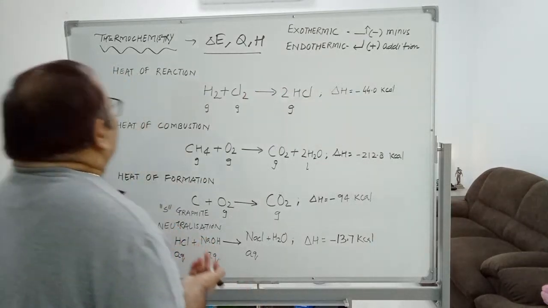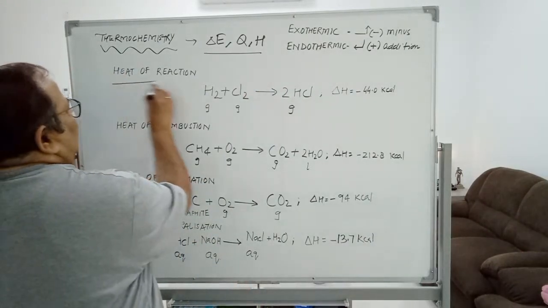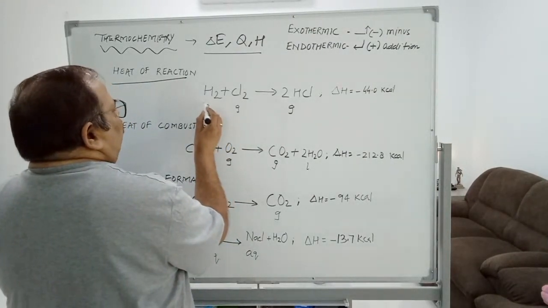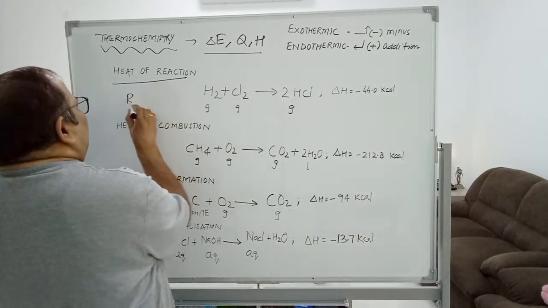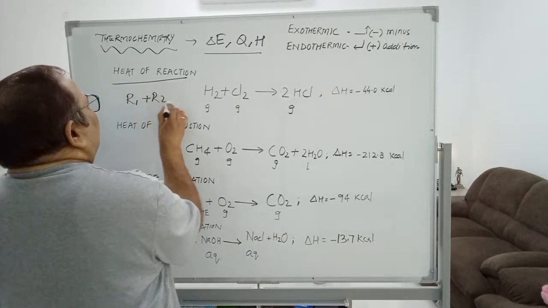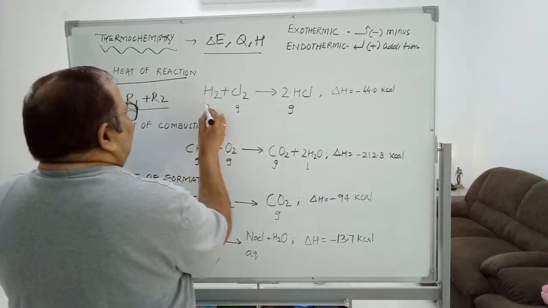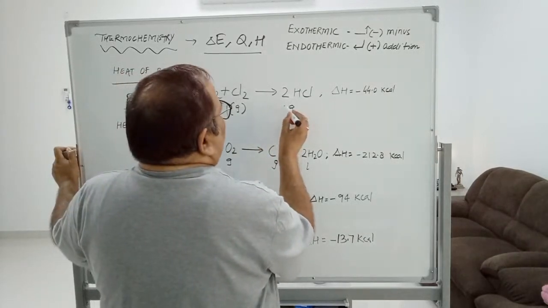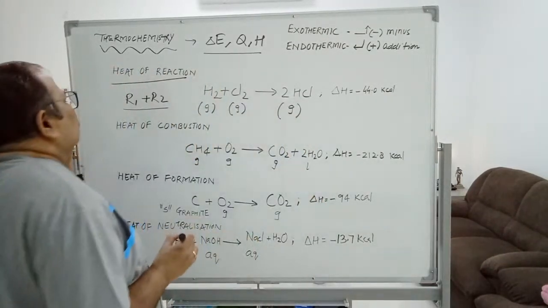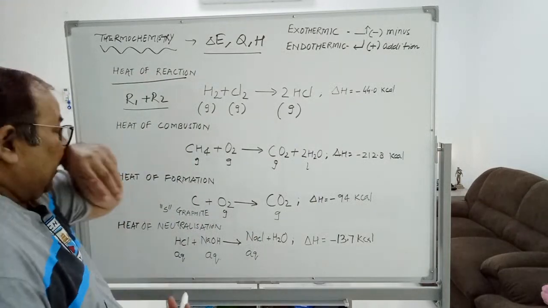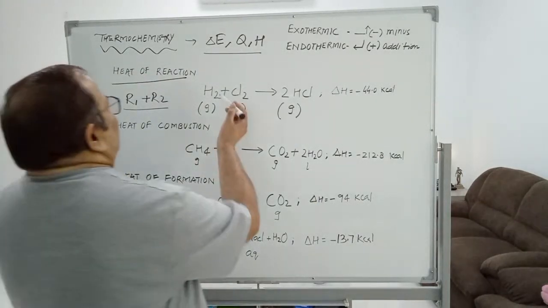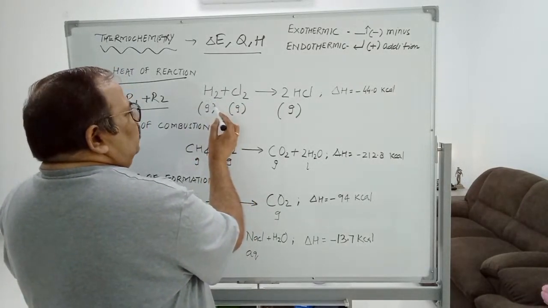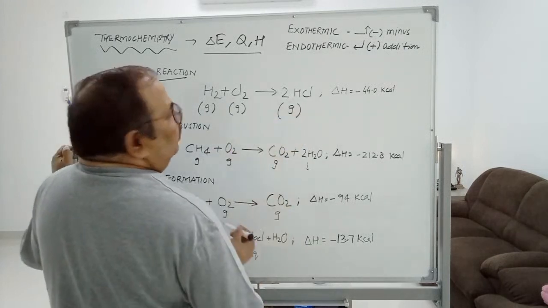Now, let's see heat of reaction. In this case, 1 equivalent of reactant 1 and 1 equivalent of reactant 2 both get reacted, and they form products. So this is heat of reaction. A fixed amount of reactants just reacts and gives products.